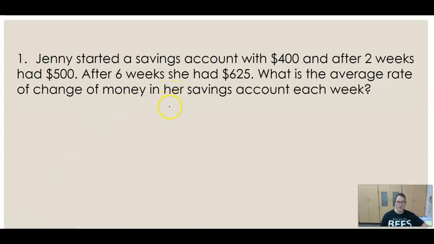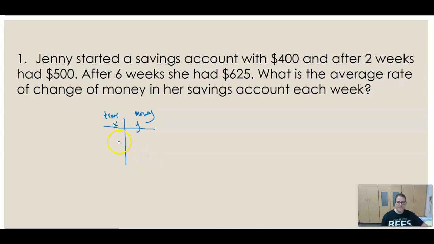Okay, now we're just going to do a couple of story problems. So Jenny started a savings account with $400. After 2 weeks, she had $500. So we're going to kind of make an XY chart here, and we're going to decide which data points we have, and then we're going to find the rate of change. So basically, anytime you have time involved in your equation, time is going to be your X value. And then your Y values are going to be whatever the other thing is. It's depending on how much time goes by. So in this one, the money is going to be Y.